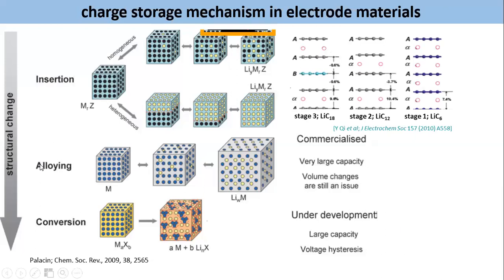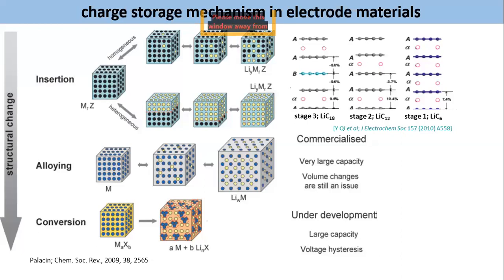In alloying, what happens? Lithium reacts with electrode materials and forms alloys, lithium alloys of that material. So typically in this case, the materials are grouped as silicon, tin, aluminum. These are a couple of examples of alloying based electrodes.